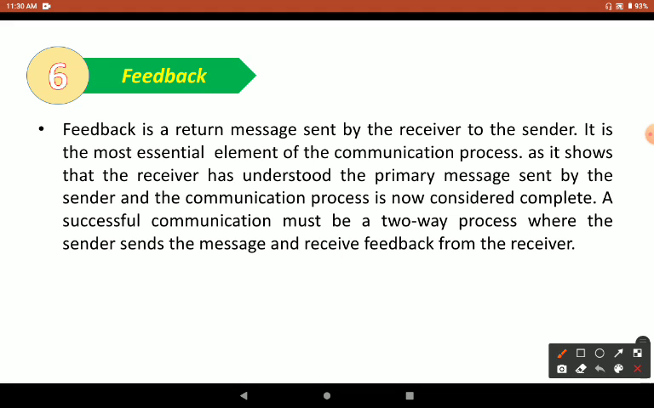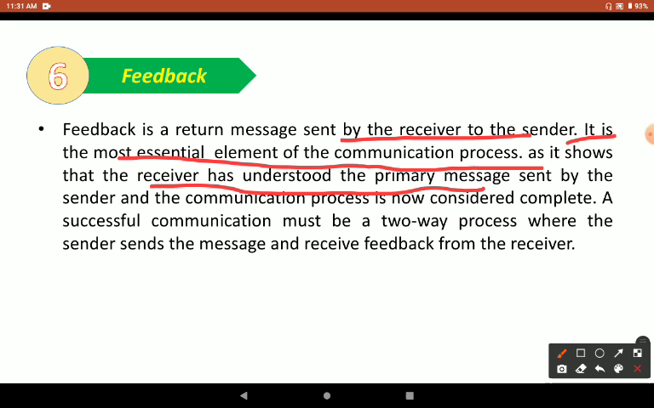Next, the sixth one is the feedback. This is a very important aspect. Feedback is the message sent by the receiver, the recipient who has received the message from the sender. The person who has received the message will send the feedback to the sender through the proper channel. It is the most essential element of the communication process, and it shows that the receiver has understood the primary message. That means, once the sender has sent the message and the receiver has got it, if the receiver sends feedback to the sender, it means the receiver has understood whatever the sender has sent. Okay, and the communication process is now considered complete. That means one cycle of communication is completed after feedback.